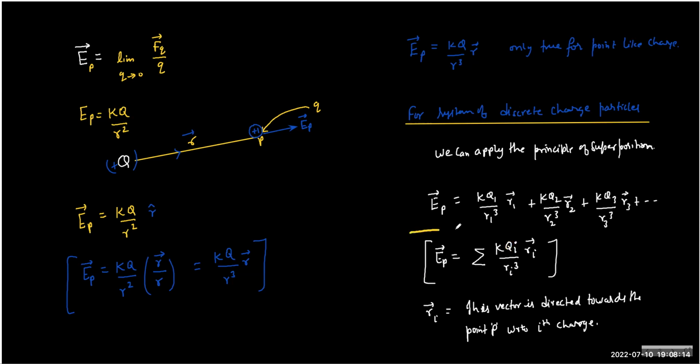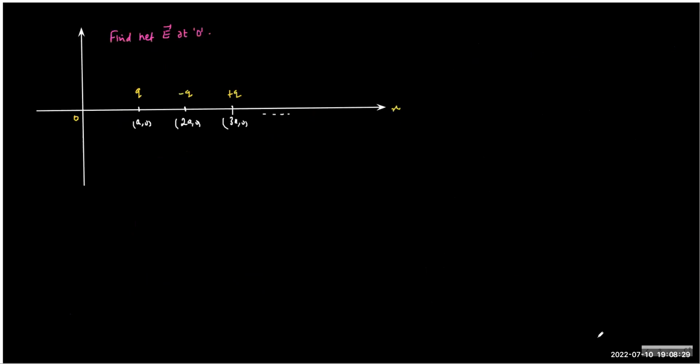Once again, while using the vector notation, substitute the value of q with its sign. If it is positive, you must write a positive value. If it is negative, you must write a negative value. I hope this is clear, guys. Any doubt?